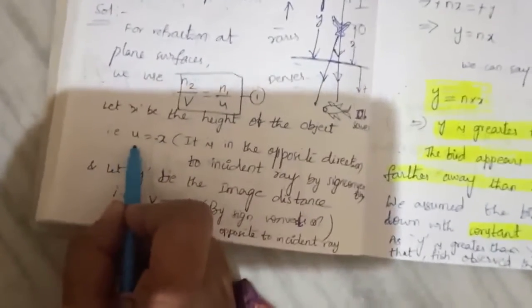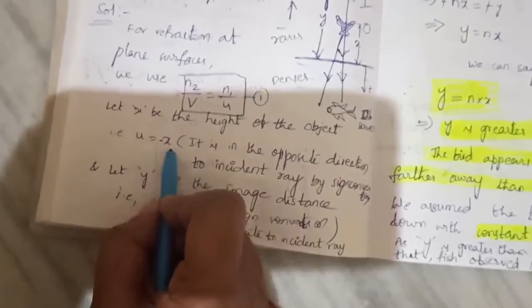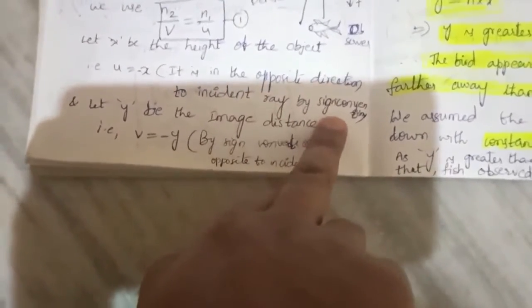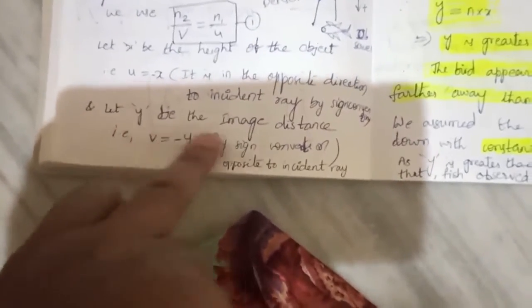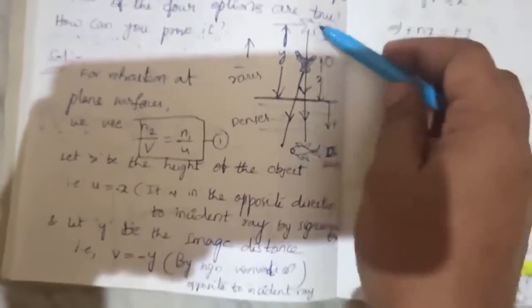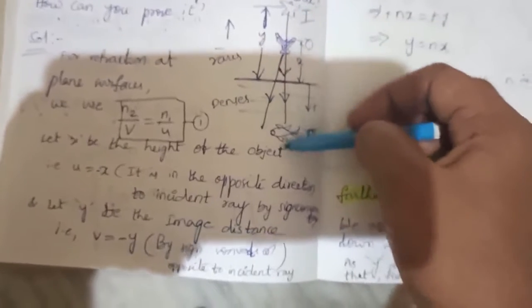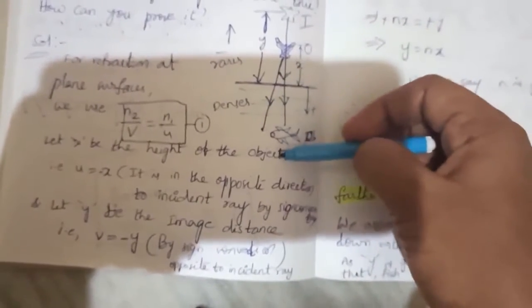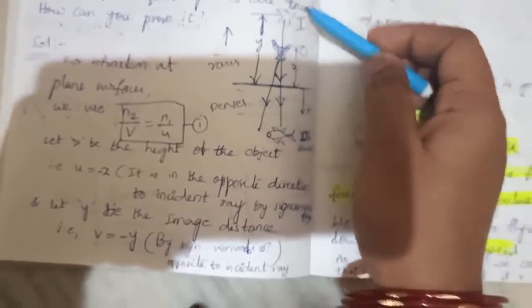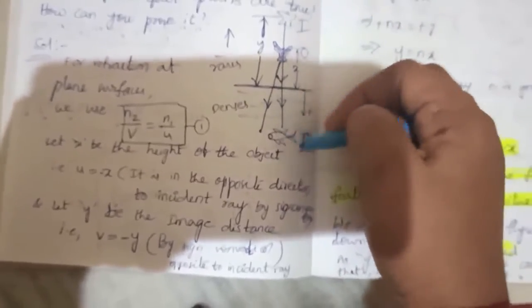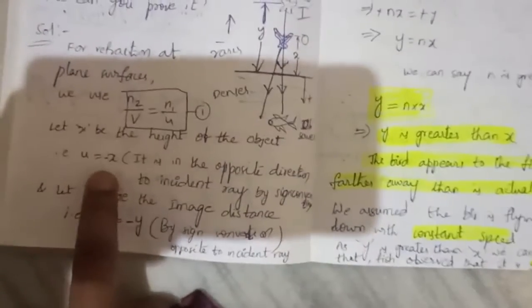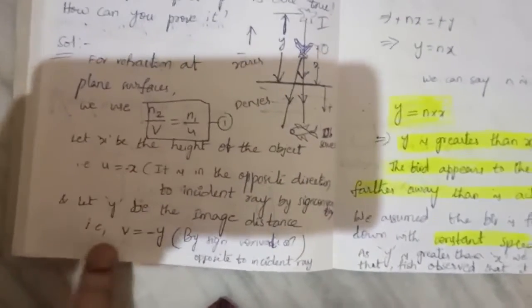So that's why I am taking the object distance as u equal to minus x. Since it is in the opposite direction to the incident ray, by sign convention I am writing it in the derived formula. And let y be the image distance. v is equal to minus y, because this is also upward, and the incident rays are downwards. The observer is here. So upward values are negative, downward values are positive. That's why v is equal to minus y and u is equal to minus x. Object distance minus x, image distance minus y.